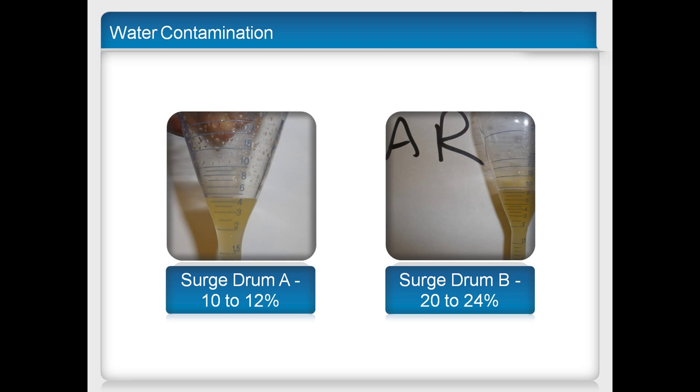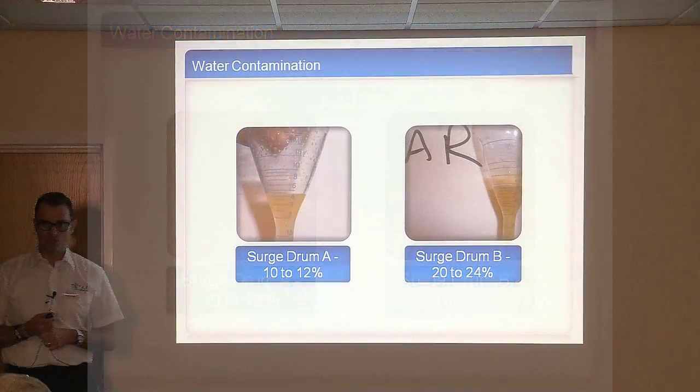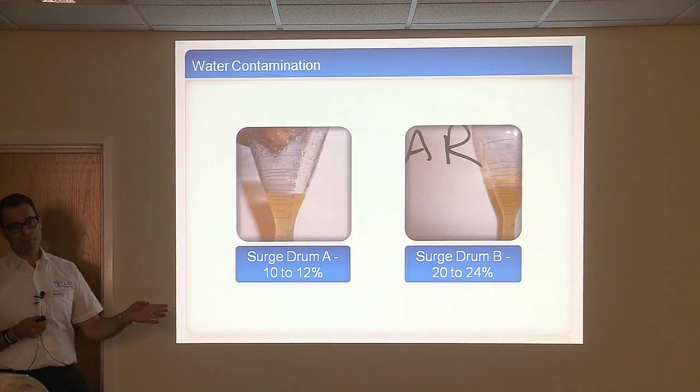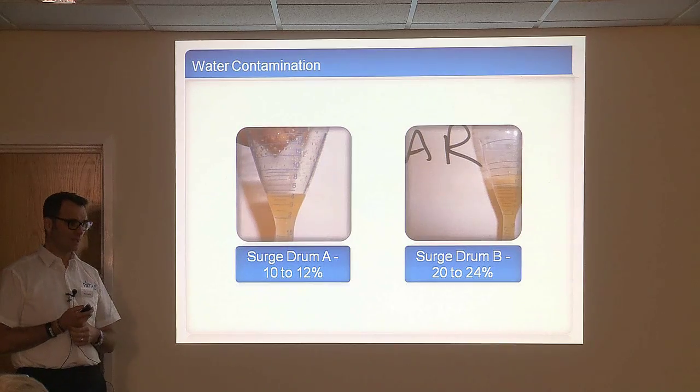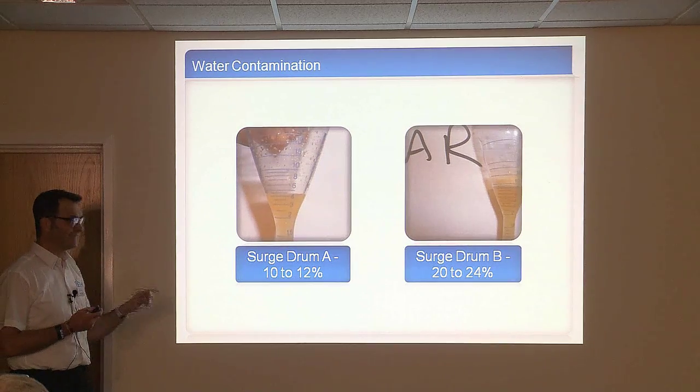So, what do we find? Well, we actually went to the worst system that we actually found. And this was a traditional ammonia two-stage system in the food industry. It had spiral freezers and he had a cold store. And he had 2 surge rooms. So in this instance, we say surge room A and surge room B. Surge room A had a contamination of about 10 to 12%. And surge room B had a contamination of 20 to 24% water in his ammonia.